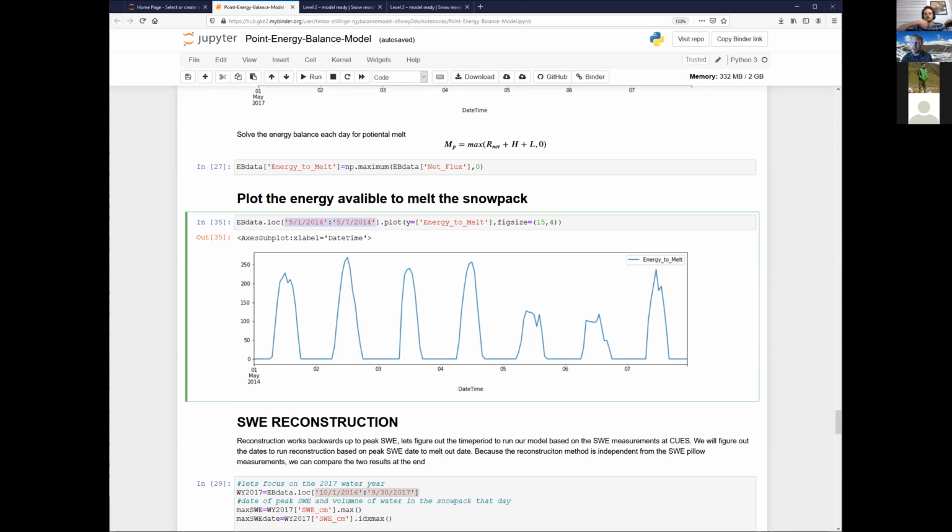Part of the challenge is, are our satellite estimates of snow covered area correct? And are our satellite estimates of snow albedo correct? That's where things get a little more complicated in terms of uncertainty. But at a point, this works perfectly.